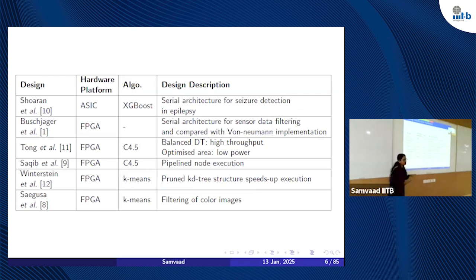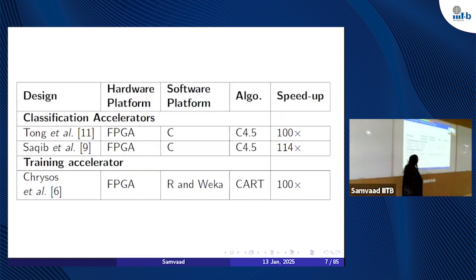So some work has been done on classification, implementation of decision tree on FPGA. Some people implemented serial architectures for sensor data filtering from some aerospace projects. Some people have also used pipeline architecture of conventional decision trees, that is C4.5, CART, ID3. Those algorithms they have implemented only for classification, because of the high complexity they could not implement the training, but one work implemented the training on FPGA.